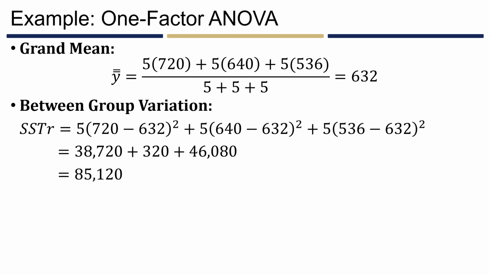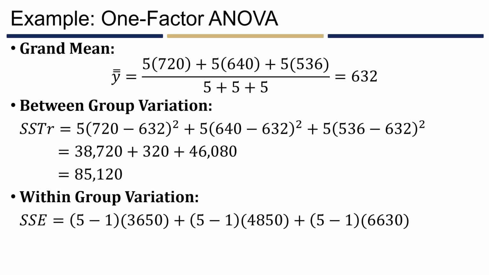This sum gives us our between group variation, or SSTR, of 85,120. Now to calculate the within group variation, or the SSE, we'll take the sample size for the group minus 1, and multiply by the corresponding sample variance. So for the computer science majors, we have 5 minus 1 times their sample variance of 3,650, which we calculated a couple of slides ago in Excel. Then we add on 5 minus 1 times 4850 for the econ majors, and then add on our third factor, 5 minus 1 times 6630 for the history majors.